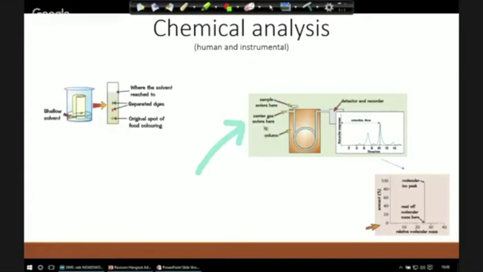Now, depending on the actual substance within, it will move at a different speed. That's important because on our gas chromatography, we have a detector. And this detector will essentially record the time it takes for a substance to hit it. This is known as retention time.